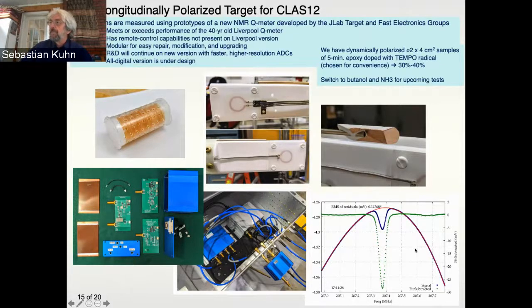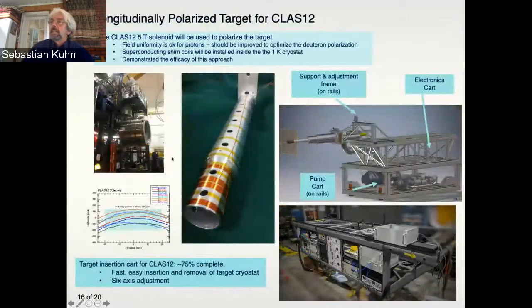But as you can see at the bottom right, we can certainly measure the typical NMR curves and polarization in this target. Finally, the target magnet is just a standard CLAS12 solenoid for the central detector. This has been mapped in great detail. It's nearly good enough as is, but to improve the homogeneity in this critical central region to get even higher polarization, we've developed a set of correction coils. Here is a mock-up with normal copper wire, but ultimately we will use superconducting wire, and we've tested all the parts of that already.